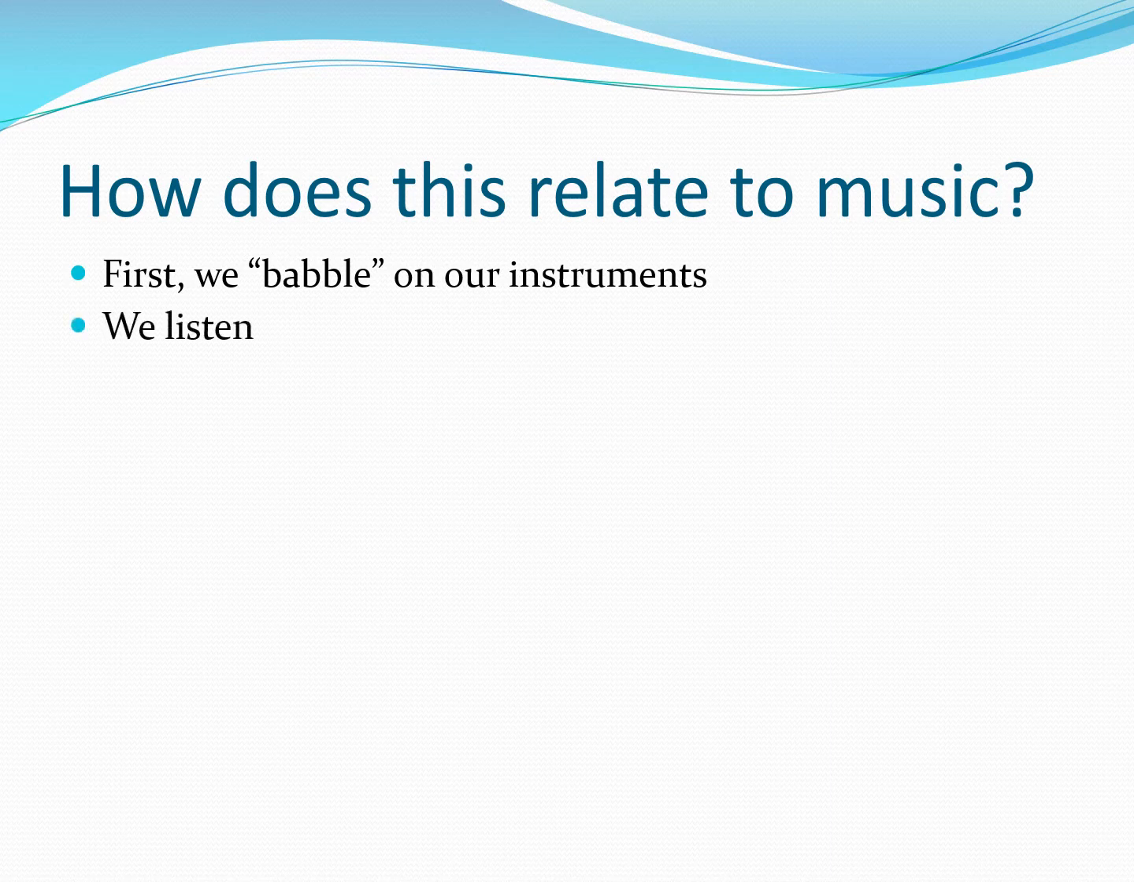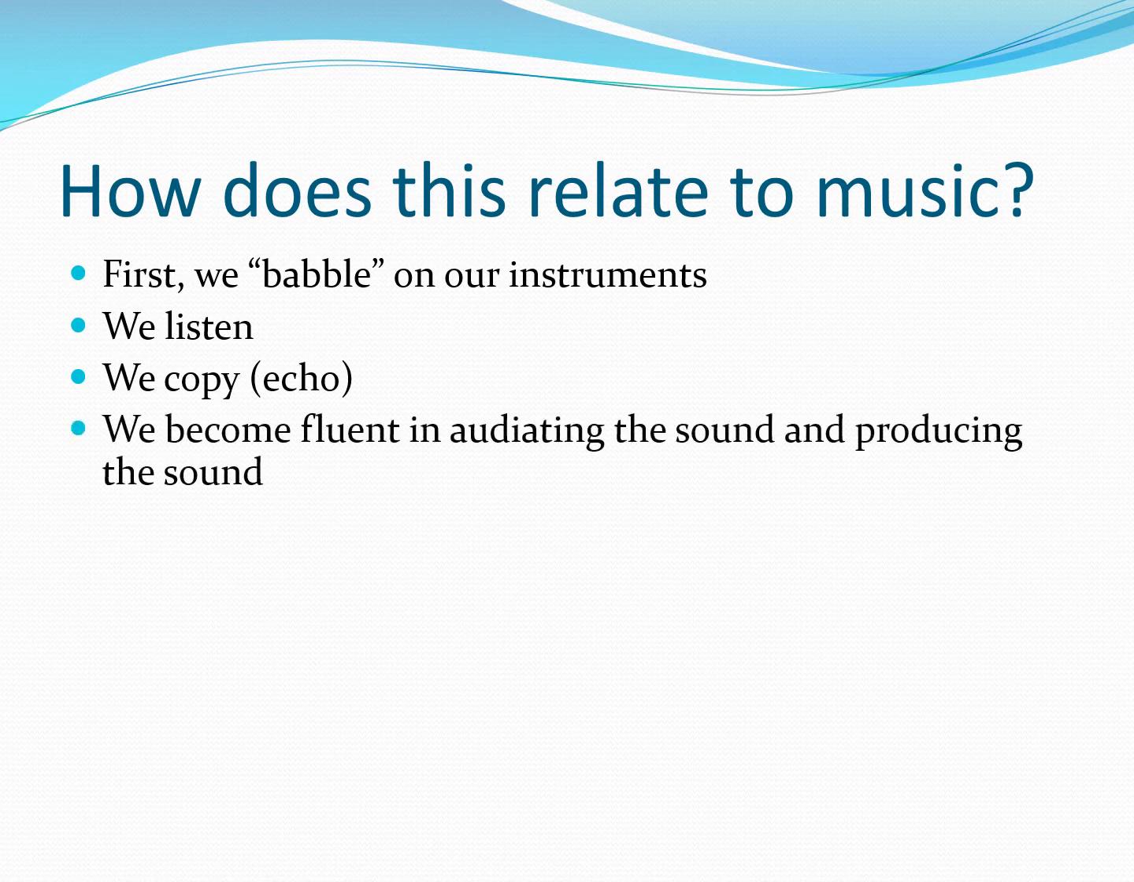We listen. I give examples, and I play things for them, and they hear what it sounds like. And then we copy. Teacher plays something, the kids echo. We become fluent in audiating the sound and producing the sound. Audiating means simply being able to hear something in your mind's ear. So by listening, our mind becomes accustomed to that. We can hear it inside our heads, and we become fluent in actually doing the thing. The video that I'm going to be showing you in part 2, we're going to be learning 16th notes. So it gets the kids familiar with the sound of 16th notes and also the feeling of producing 16th notes.